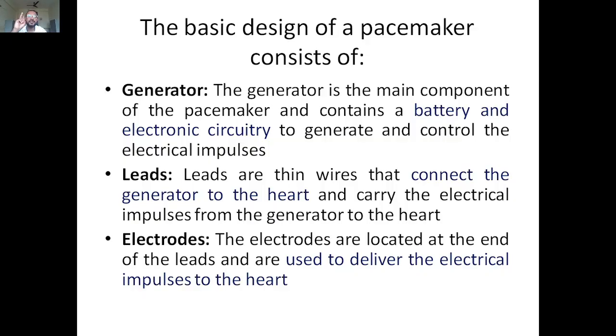So what are the two things in this particular generator? It has got a battery and electronic circuitry. Now we know why we need a generator, and that is the main component of the pacemaker, which consists of a battery and electronic circuitry. For what purpose? To generate and control the electrical impulse.